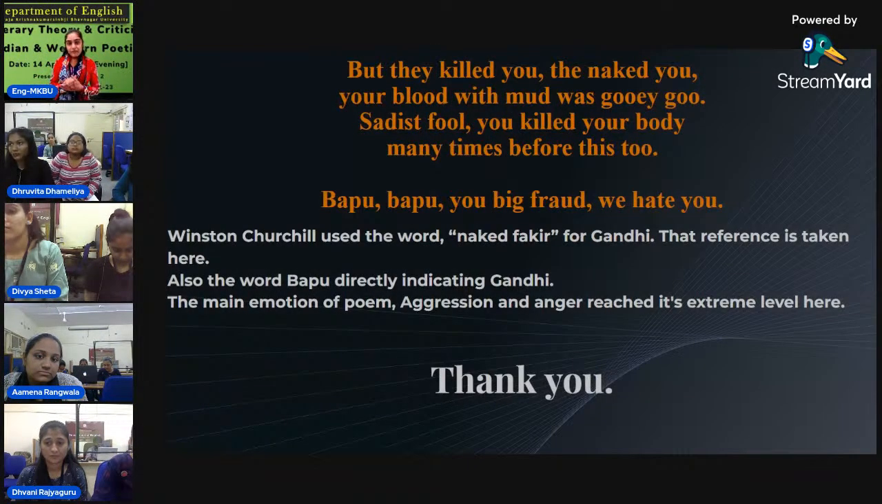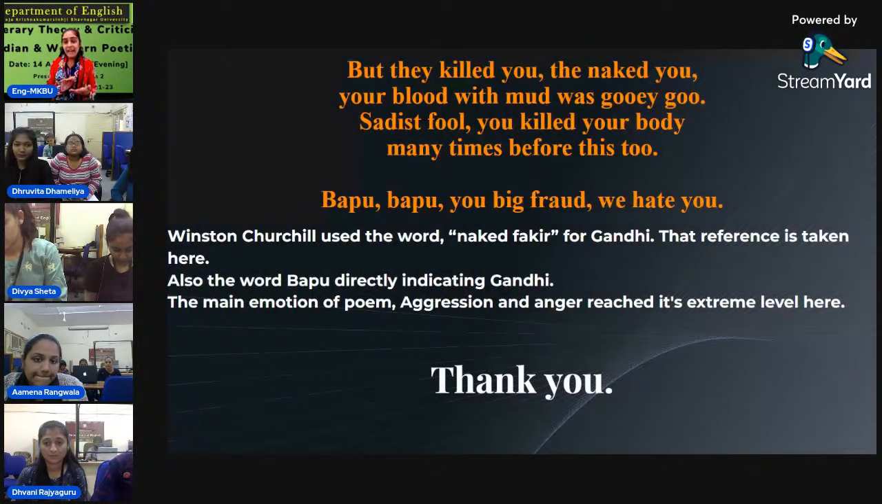Then the last paragraph is: But they killed you. The necked you, your blood with mud was gooey goo, sadist fool. You killed your body many times before this too. Bapu, Bapu, you big fraud, we hate you.